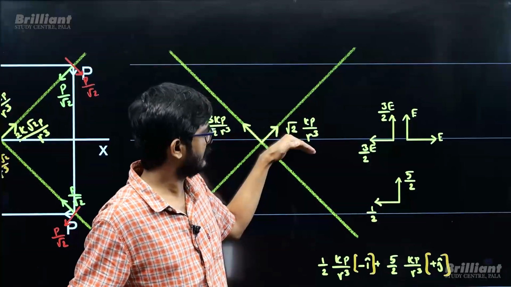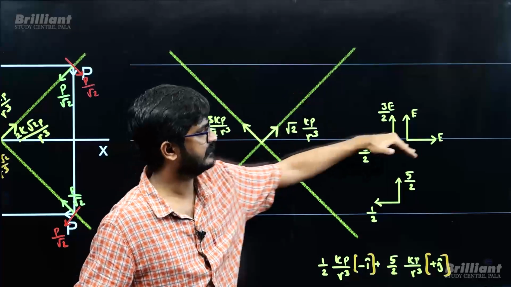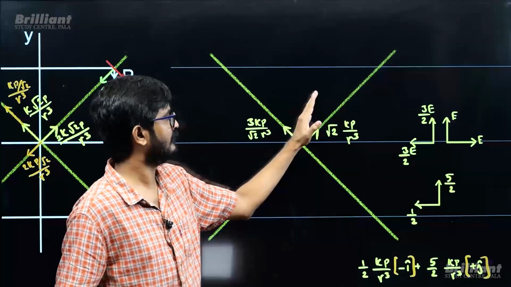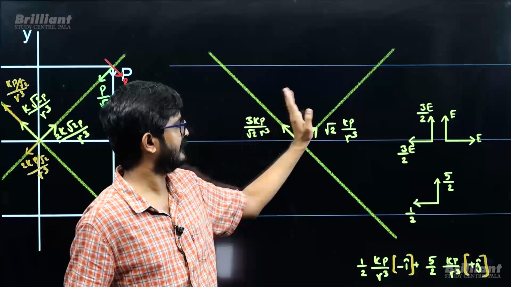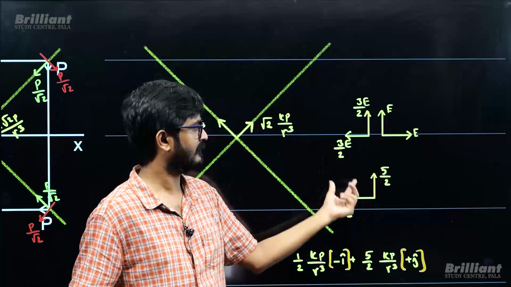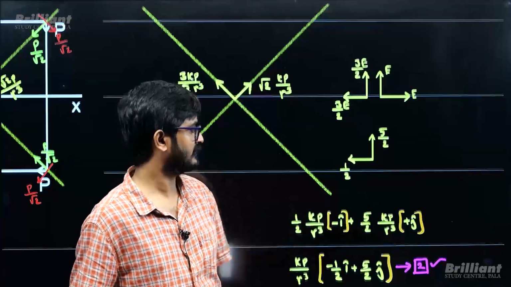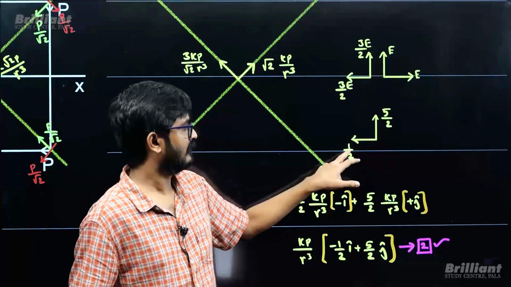So, what will be its component along this direction? 45. So, if I call it E, root 2E. Root 2E's component is E and E. Now, this component will be 1 by root 2 times of this, that is 3 by 2E and 3 by 2E. Now, the resultant of these two along x axis is 1 by 2E. Resultant of these two along this axis is 5 by 2E. So, the resultant is going to be 1 by 2E.